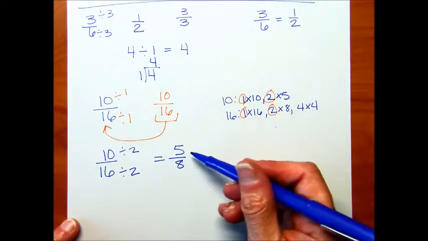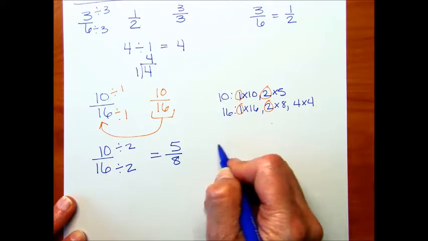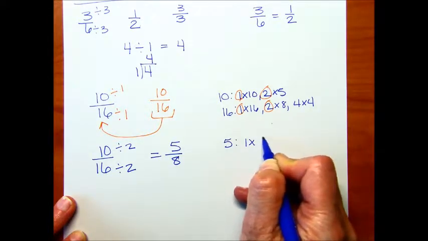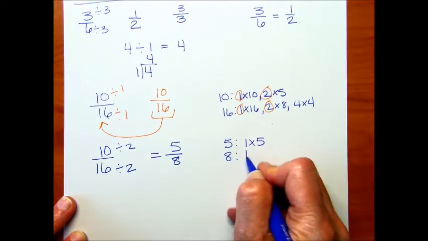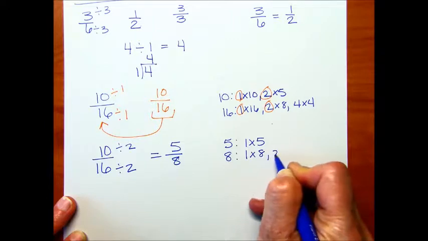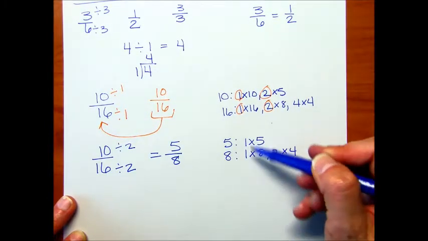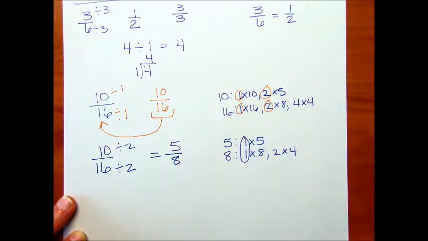Now I know that this is reduced because the only factors that I have for 5 are 5 and 1, and the only factors I have for 8 are 1 and 8 and 2 and 4. And the only common factor that these two share is 1. And if there are no other factors, this fraction is reduced.